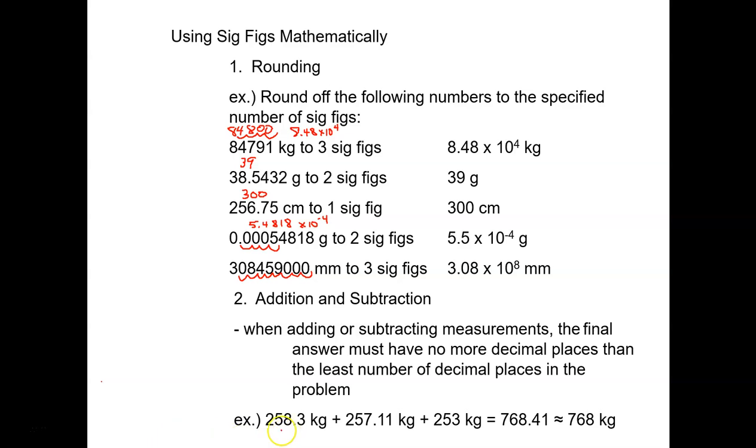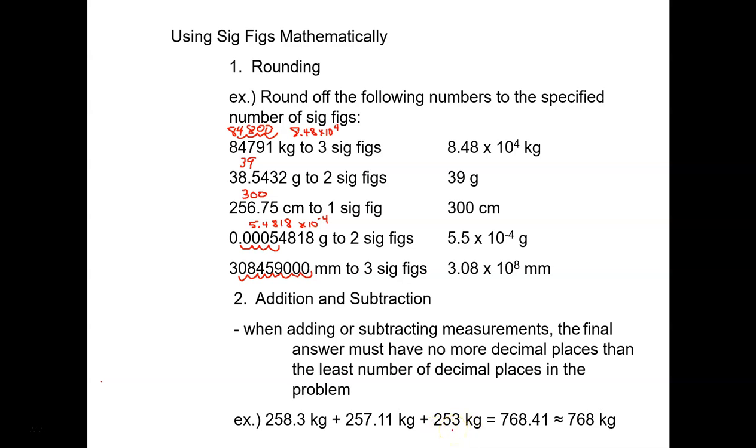So if I have all 3 of these measurements and I want to add them together, it's obvious that they didn't come from the same balance. This balance only required to go to the tenths, this balance required to go to the hundredths place, and this balance can only go to the nearest whole kilogram. So I'm using 3 completely different balances. Which balance can you measure the most precisely with? Well, obviously this one that goes to the hundredths place. What's the least precise, however? Well, it's this one that has no decimal places.